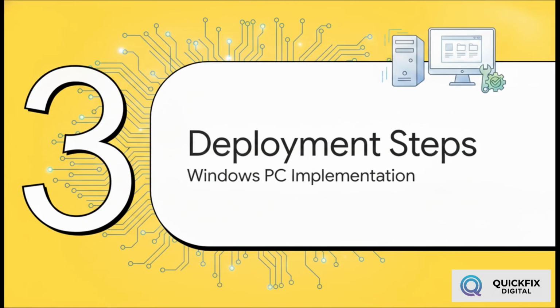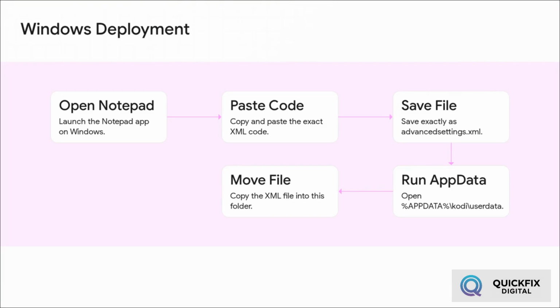All right, part 3, deployment steps. I promise you, getting this code into Kodi on a machine like a Windows PC is a really straightforward step-by-step IT task. So if you're on Windows, here is the exact sequence you're going to follow.